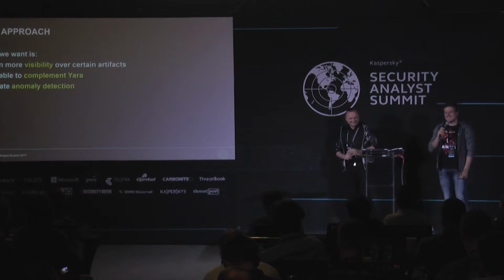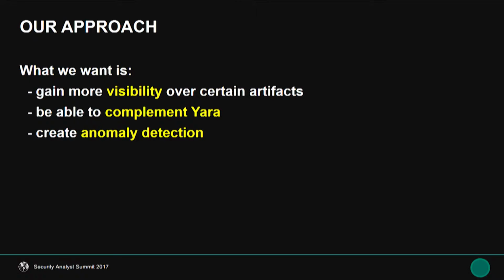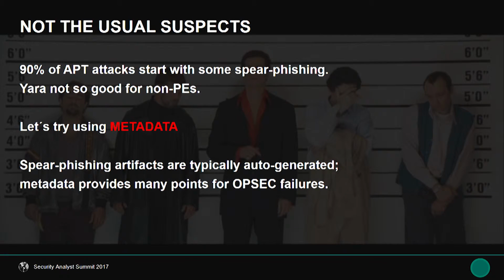So basically, we wanted to get more visibility and find some ideas to complement the typical Yara approach. We also wanted to see what we can use for anomaly detection, because Yara does not always have that much visibility and does not allow you to do this more fuzzy approach for some features. So we started playing with metadata to see what information we could get from there to use in APT hunting. It's good because metadata usually has a lot of fields that allow for many OPSEC failures by the attackers, and this can create anomalies.